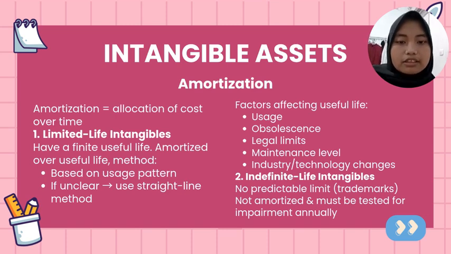The second characteristic is indefinite-life intangibles. It means that the intangible does not have a predictable limit, like a trademark, and it is not amortized but must be tested for impairment annually.